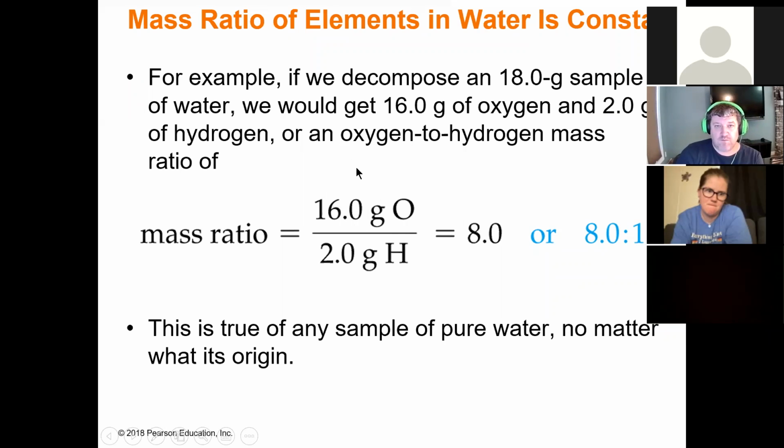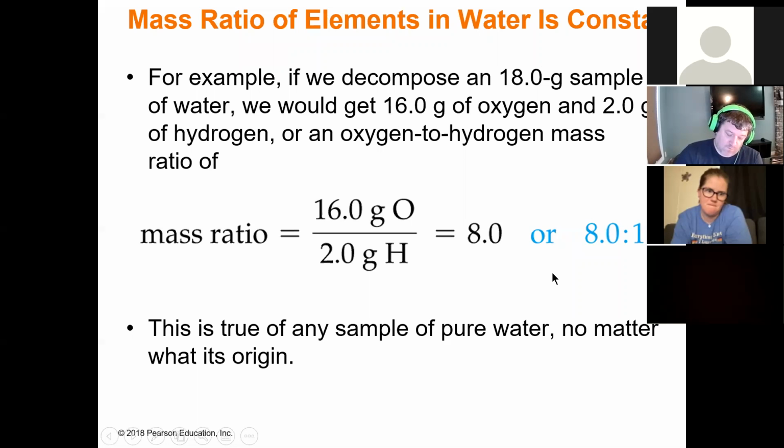So the mass ratio between oxygen and hydrogen in water is going to be 8:1, or 8 grams of oxygen for every 1 gram of hydrogen. Again, that won't change depending how big the sample is. If your sample is 18 grams of water, it'll break down to 16 grams of oxygen and 2 grams of hydrogen, or it'll reduce down to that 8:1. It'll always reduce down to that 8:1 ratio.